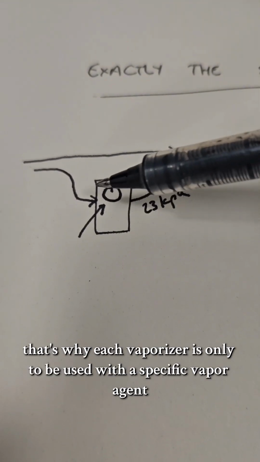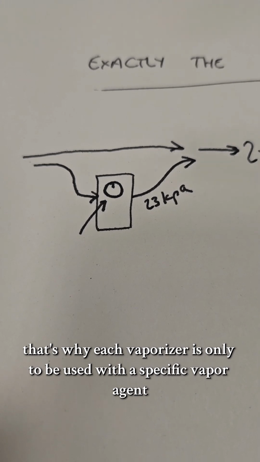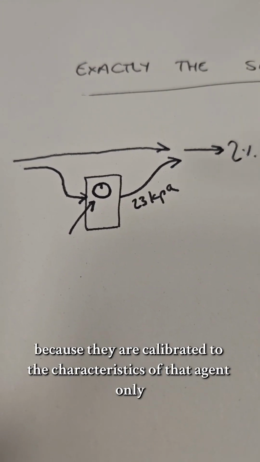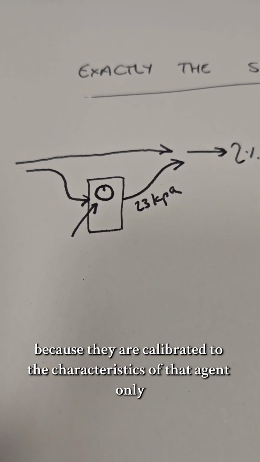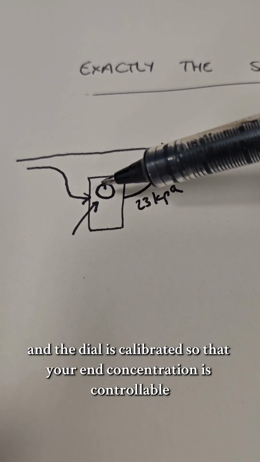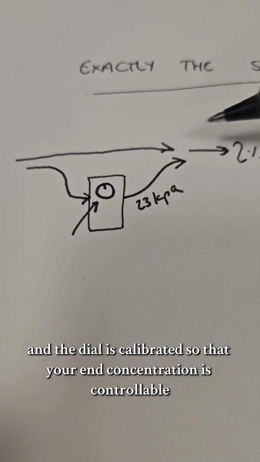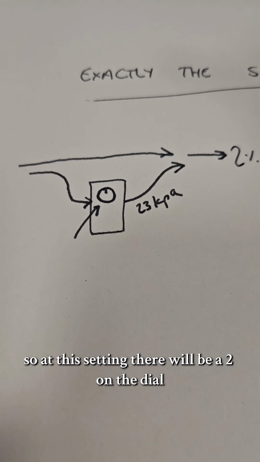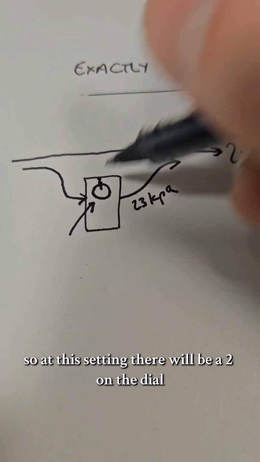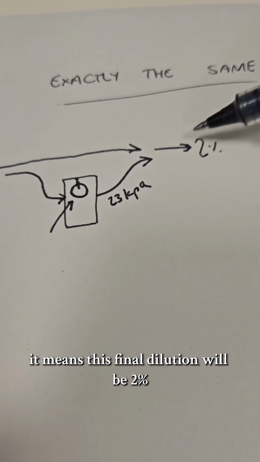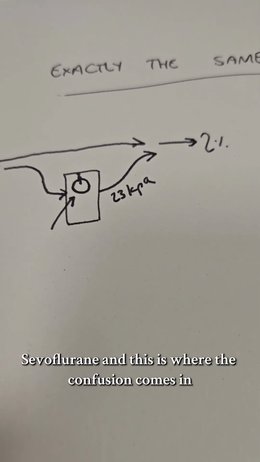That's why each vaporizer is only to be used with a specific vapor agent, because they are calibrated to the characteristics of that agent only. So this vaporizer is set and it gives off the saturated vapor pressure, and the dial is calibrated so that your end concentration is controllable. So at this setting there will be a 2 on the dial, and if you put the dial on 2, it means this final dilution will be 2% sevoflurane.